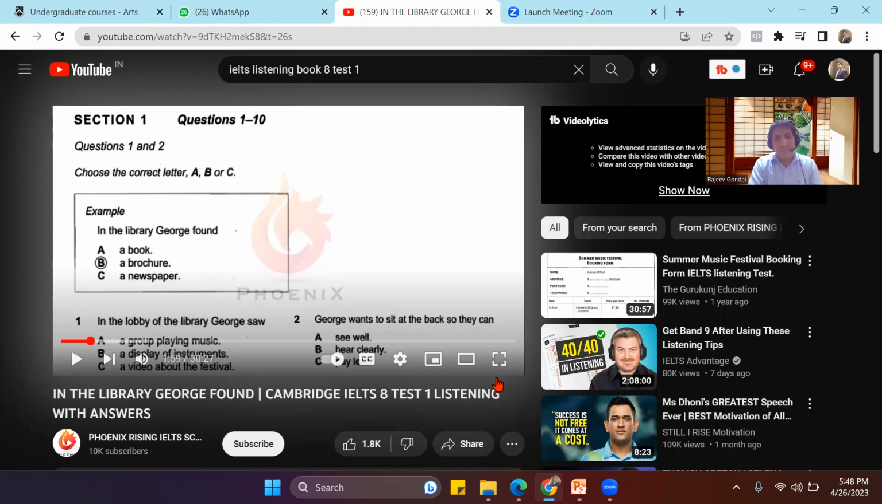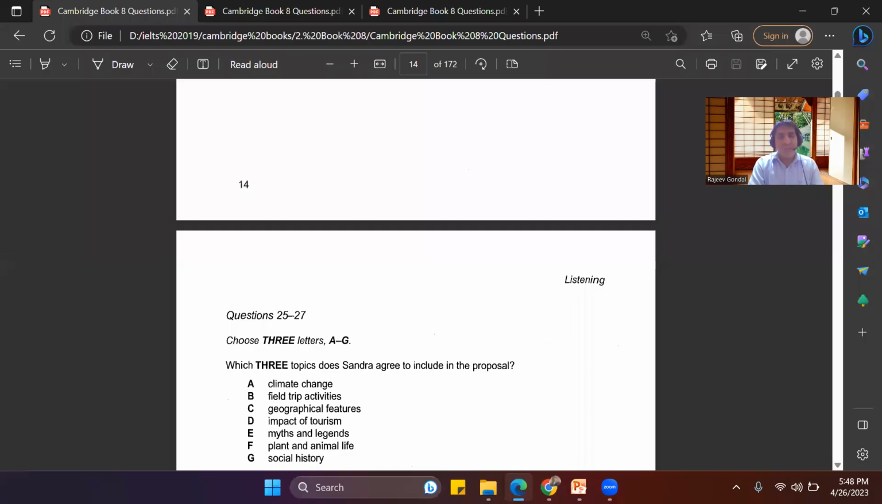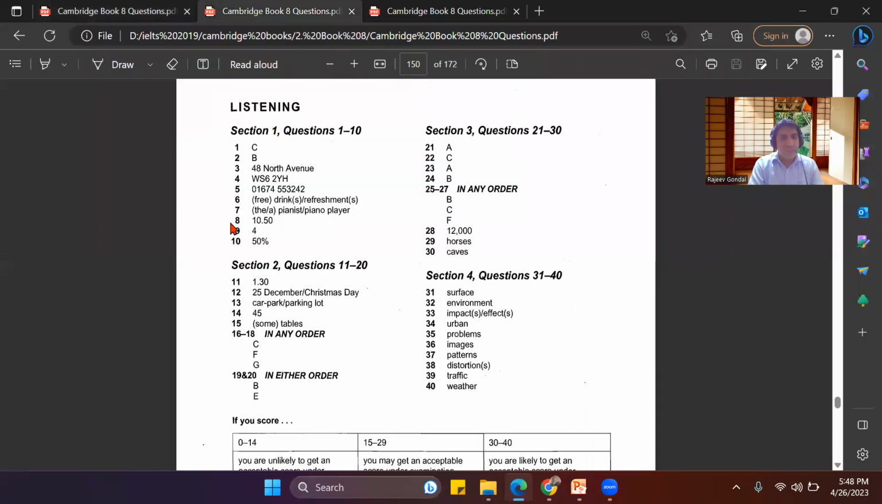Now, after taking the test, what are you supposed to do? Check your answers. Where will you check the answers from? In the PDF itself at the end of the book, these are the answers given, right? There are 40 questions. You can see there are 40 answers. Check which questions you got wrong, which questions you got right, right? It should match the spelling. You have to be careful about the spelling. If it says one word only, write down one word only. All right. So these are the answers. You will check them. All right.